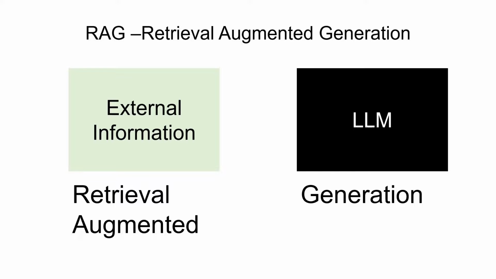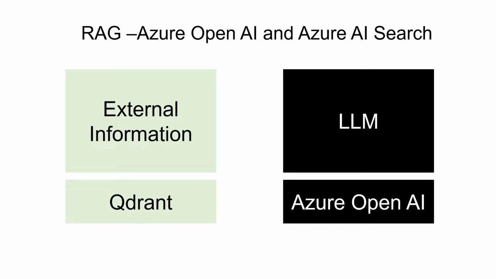First, there is external information, and that stands for the retrieval augmentation. And then there is a generation, which is done by the LLM, which is a large language model. In this example, we are going to store the external information in Qdrant, and we are going to have the LLM as the Azure OpenAI.